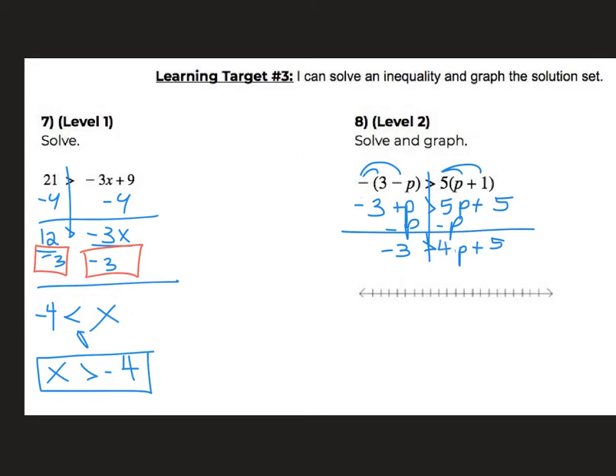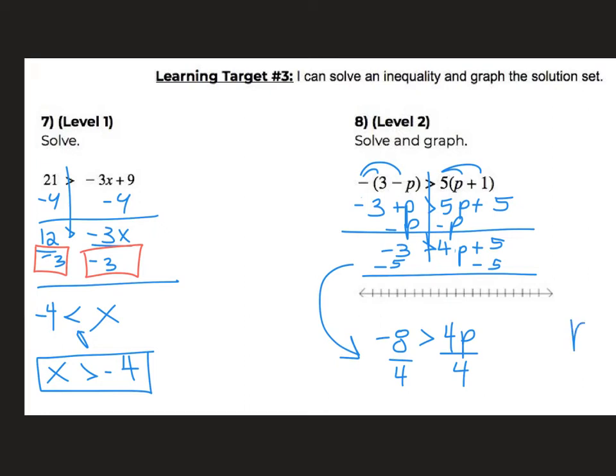(4p). 5p take away 1p is 4p. So now we need to subtract 5 from both sides. And I'm going to move my work down below here. So negative 3 get 5 smaller is negative 8. And then we have 4 p's left. Divide by 4, divide by 4. And we'll get p is smaller than negative 2.